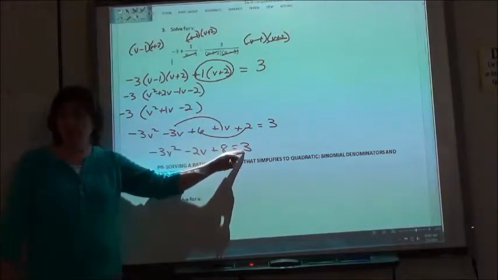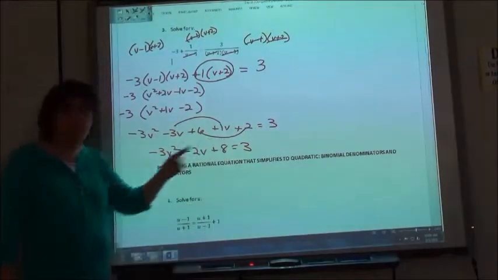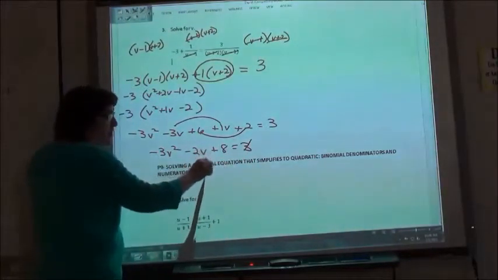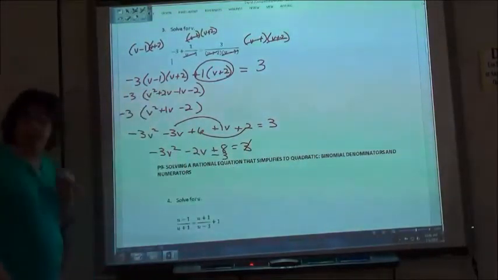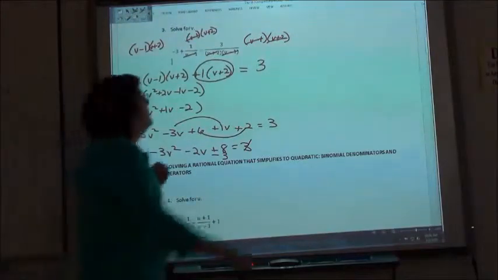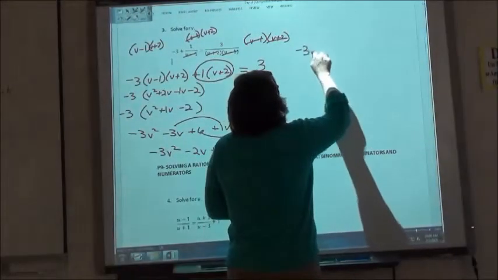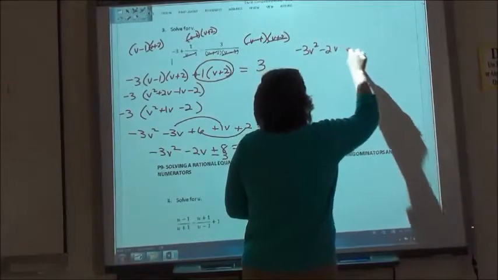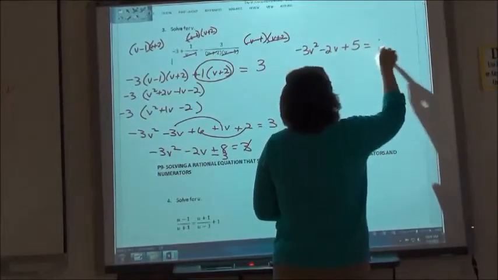It's not equal to 0, it's equal to 3, right? So we have to move that 3 over, and it's moving to the opposite side, so we're going to minus 3, right? Minus 3. So negative 3v squared minus 2v plus 5 is going to equal 0.